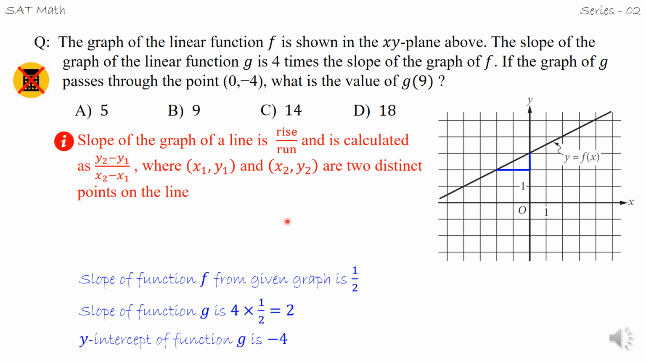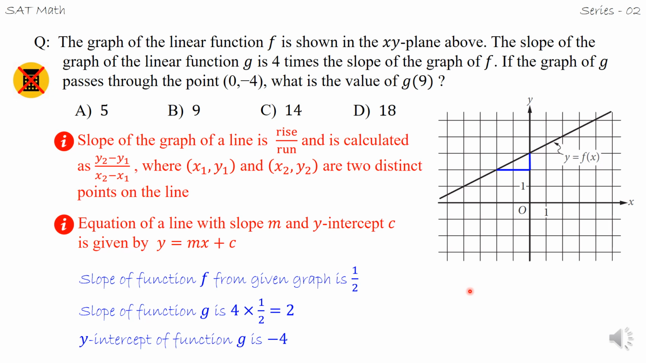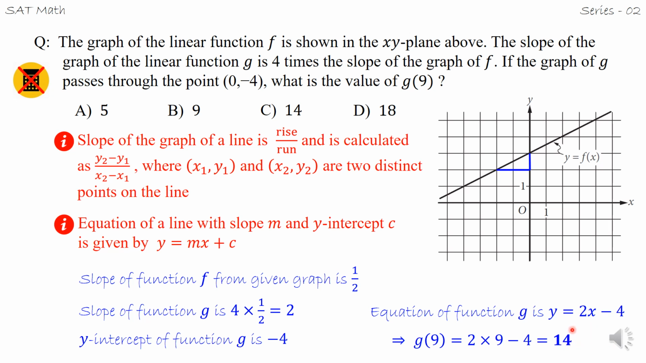and the y-intercept of function g is -4, because it's given that it passes through (0, -4), which means the y-intercept is -4. So we can get the function, because we know the standard equation of a line is y equals mx plus c. So the equation of the function g is 2x minus 4, where the slope is 2 and the y-intercept is -4. Now instead of x we substitute 9, because we want to find the value of g(9). So it is 14. Option C is the answer.